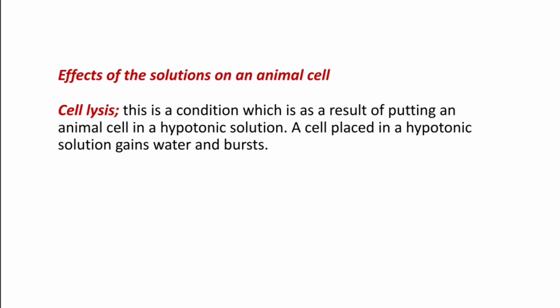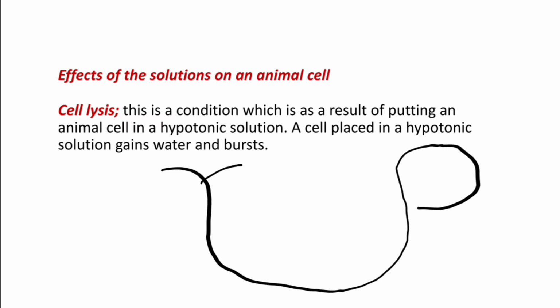So the first condition that I need you to know is the one which we call cell lysis. Cell lysis is a condition which is as a result of putting an animal cell in a hypotonic solution. So we looked at a hypotonic solution and we said that a hypotonic solution has got high water potential compared to a cell. So in using diagrams, this is, let me draw a bigger one. So this is our cup, yeah. And then we've got our hypotonic solution, because we're now looking at cell lysis and we're saying that this condition is as a result of putting an animal cell in a hypotonic solution. So this is our hypotonic solution, and in this solution we've got our cell there.